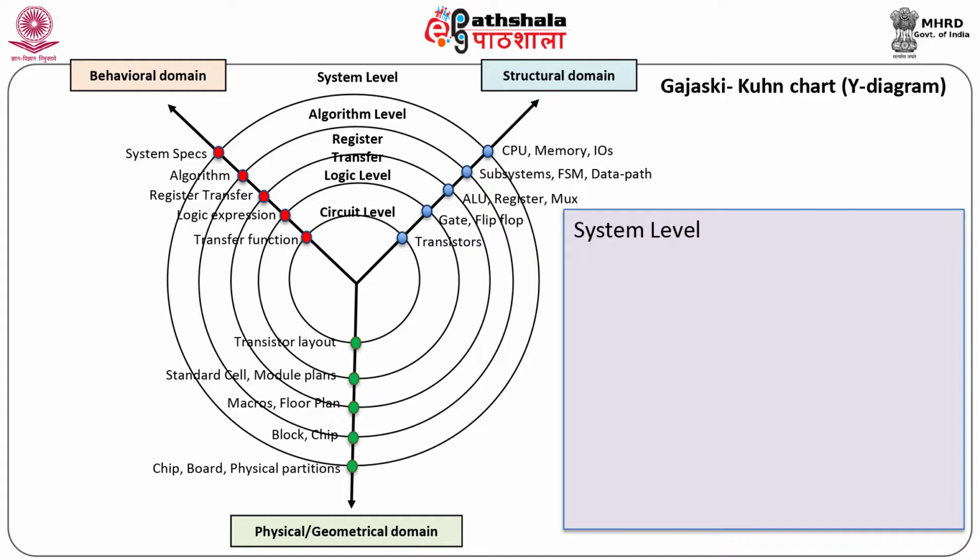First, system level. This level of abstraction is also known as processor level abstraction, which is the highest level of abstraction. Blocks used in the structural domain are CPU, memory, bus and IOs. In physical or geometrical domain, chips, board and physical partitions are defined. At this level, the basic properties of electronic systems are determined.